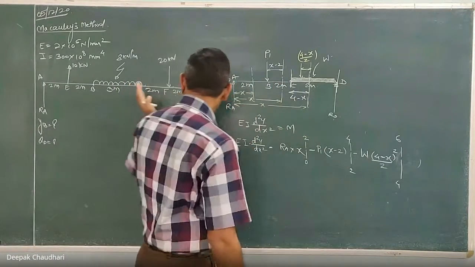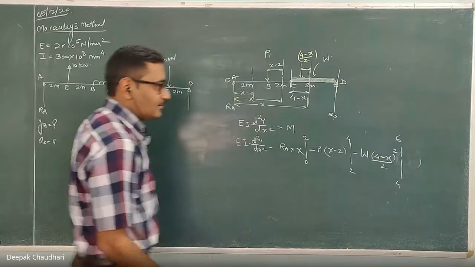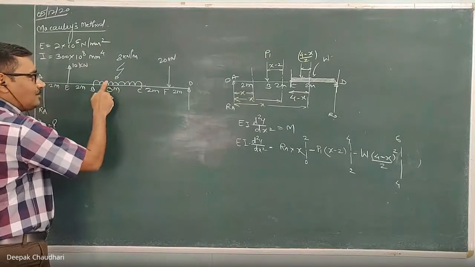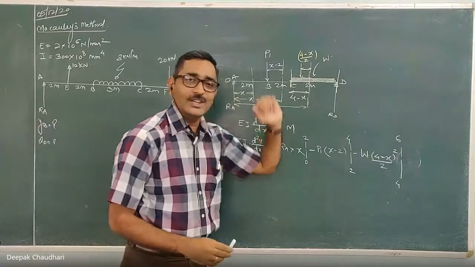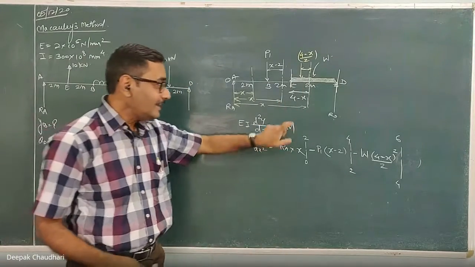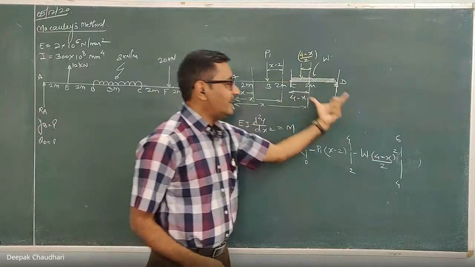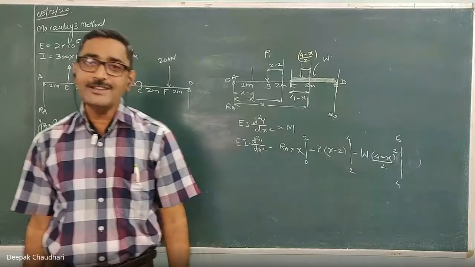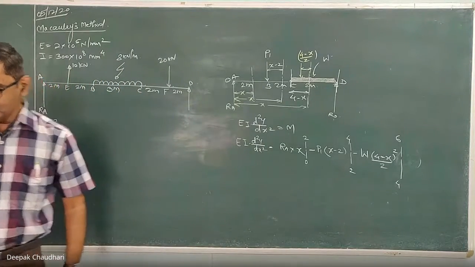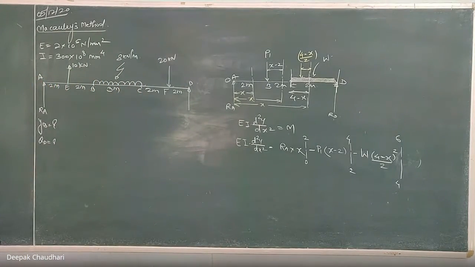Here, what is the difficulty in this? For writing the general equation of the bending moment, what is the difficulty over here? That also I am going to explain. But have you understood this? Any doubt in this one? Is it clear how to write down the general equation of the bending moment when UDL is there? Yes or no? Have you understood it or not?